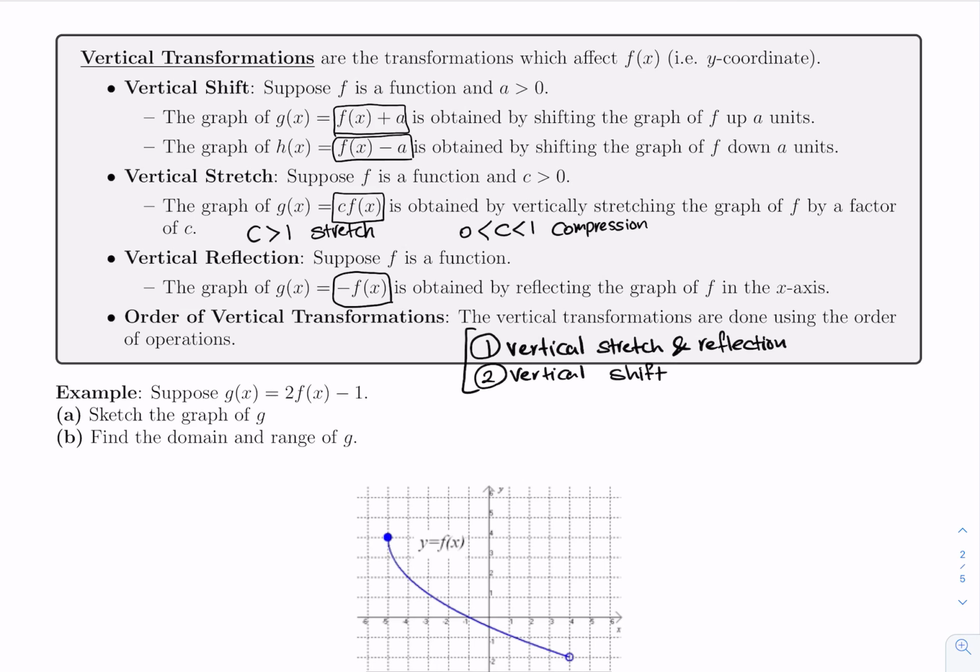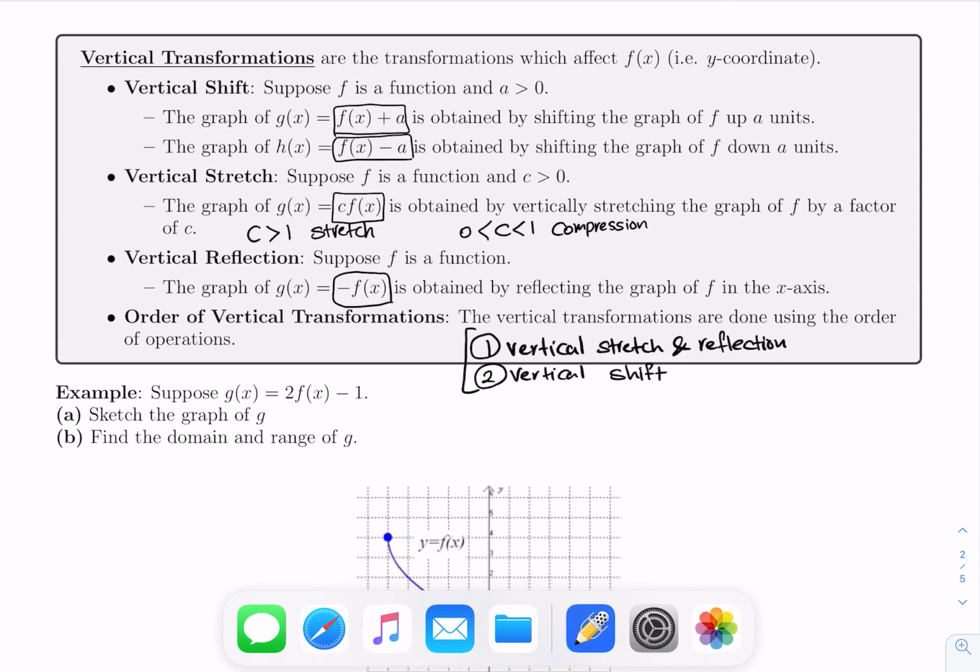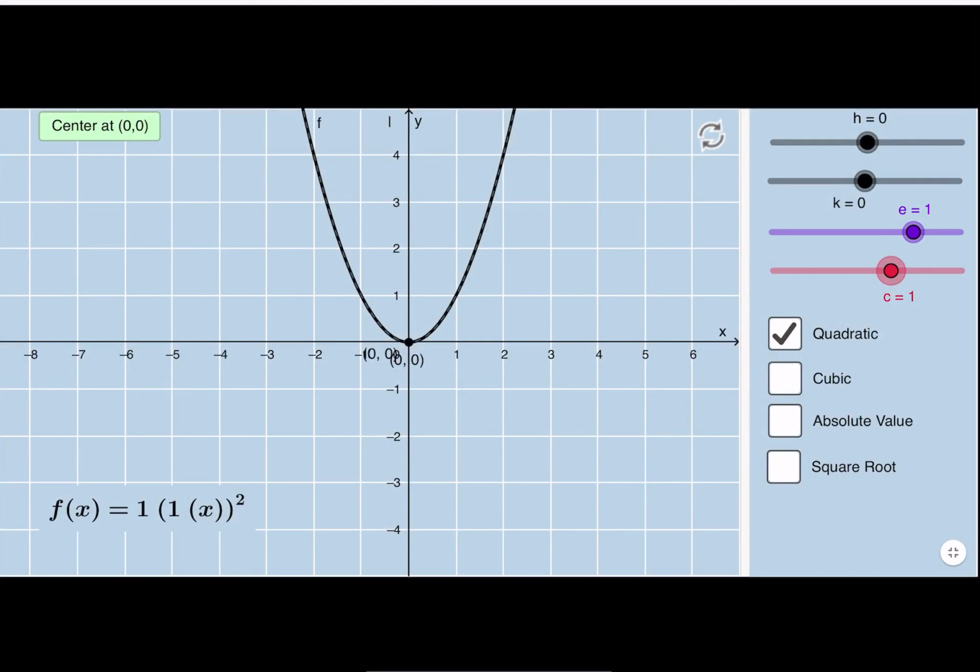So let me use an app to show you an example where we apply these vertical transformations and see how the graph of f of x will be transformed. I would like to use the graph of f of x equals x squared, the quadratic, as the parent function. Now, I would like to show you the vertical shift. We would like to try, let's say, f of x equals x squared plus 1.